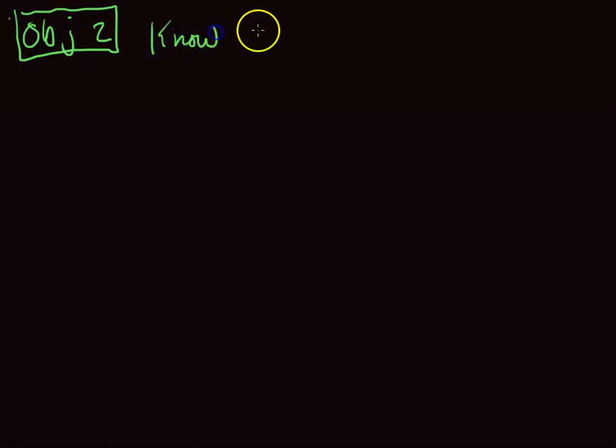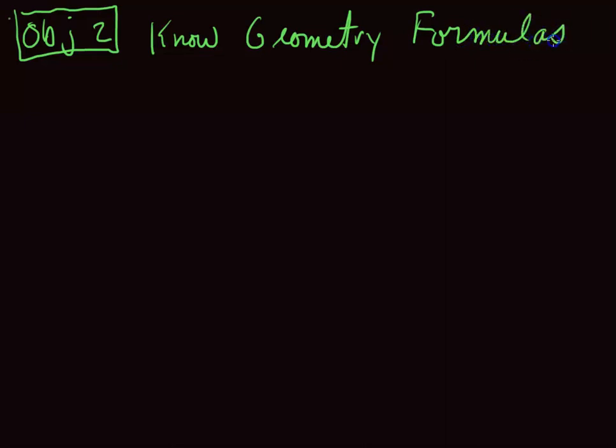Now, if we continue with Objective 2, Objective 2 is to know geometry formulas. Well, there's probably a bunch of formulas we could come up with, but the most common ones are for area and volume. So let's at least take a look at those, and many of those you know already.